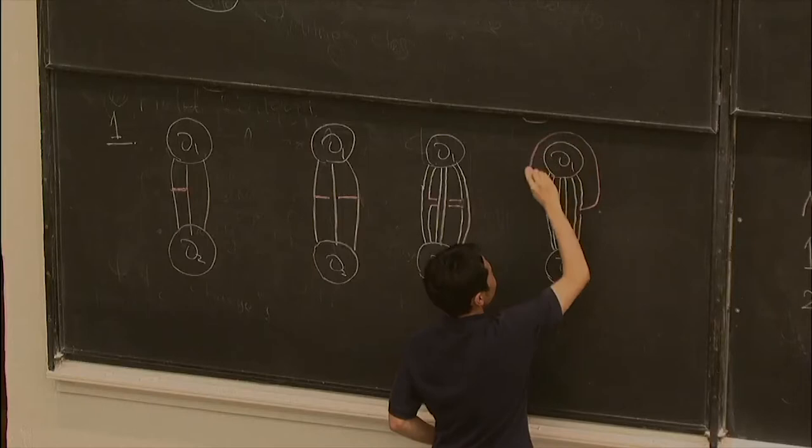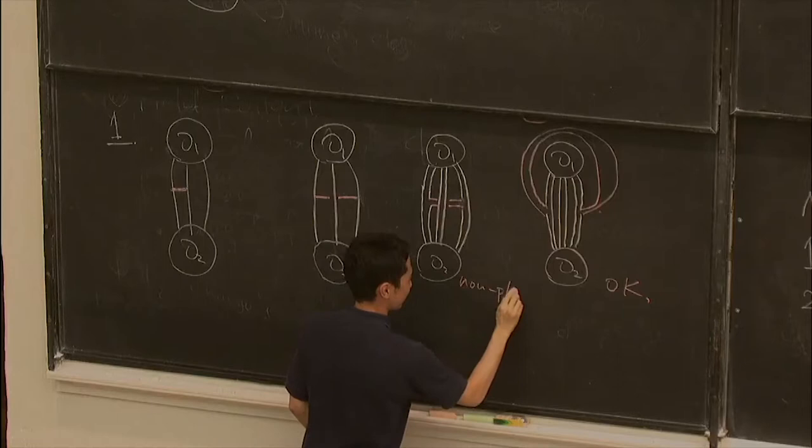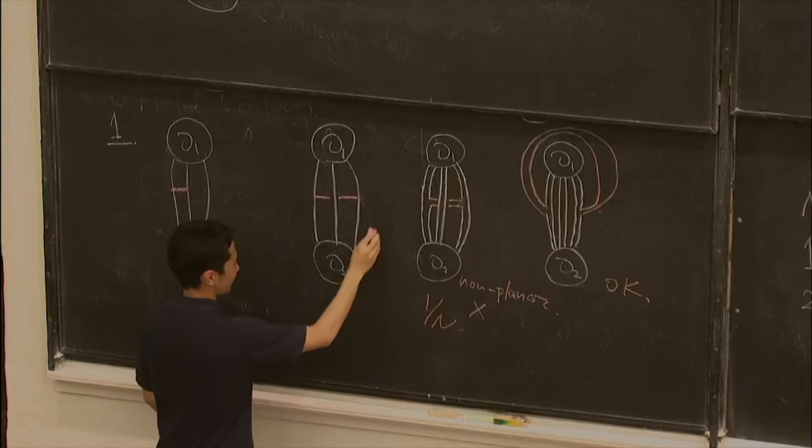Okay. So this one you can truly draw on a sphere. So this is okay. But this is non-planar. So this is suppressed by 1 over n. So actually what I meant by this is this one.